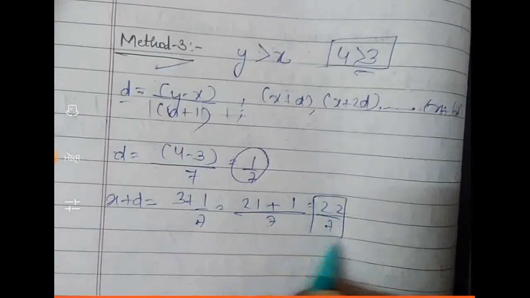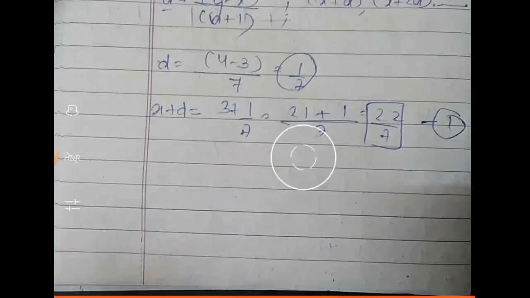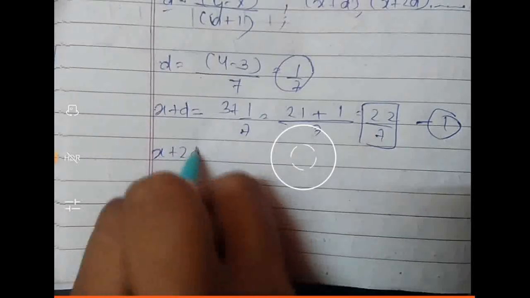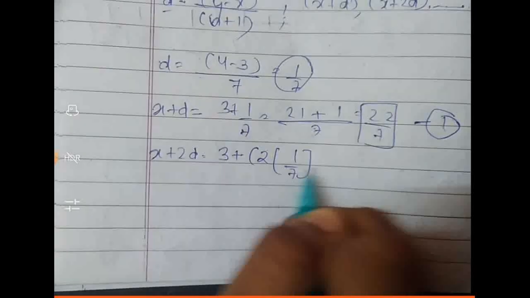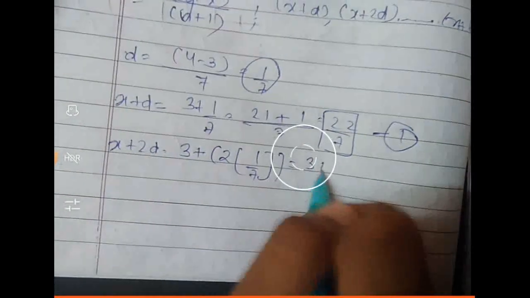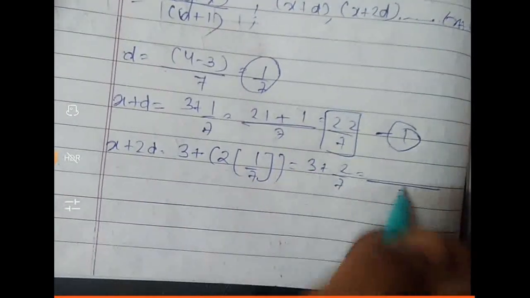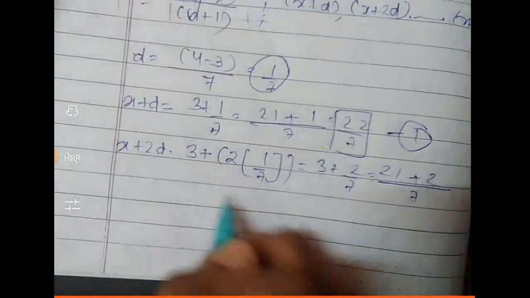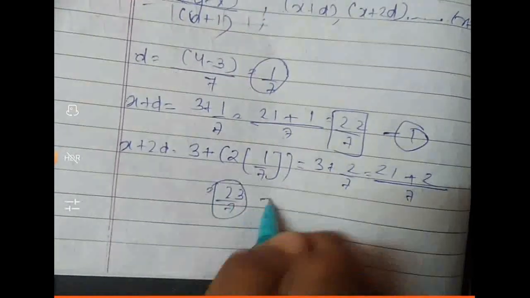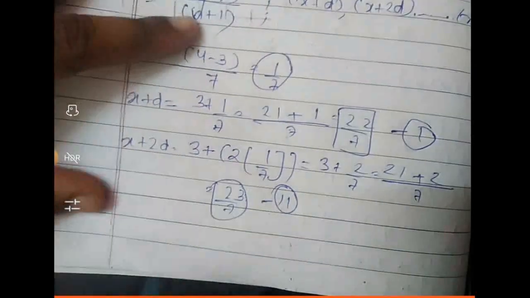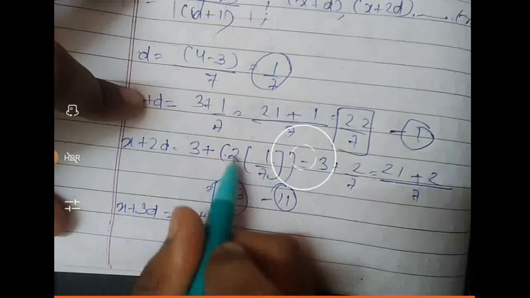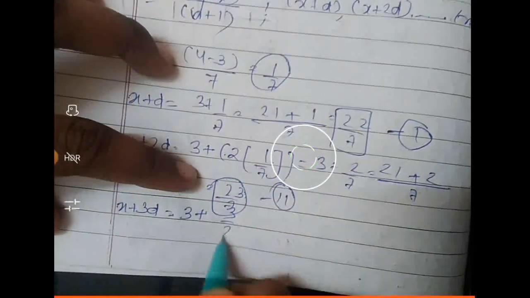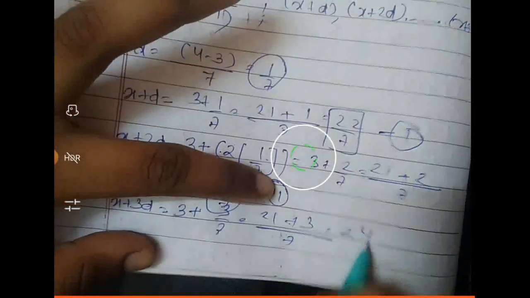So our first rational number is 22 by 7. Now x plus 2d. X plus 2 into 1 by 7, 3 plus 2 by 7, which is 23 by 7, will be our second rational number. Similarly, x plus 3d, which is 3 plus, now you multiply, 3 into 1 by 7 will give you 3 by 7, 24 by 7.